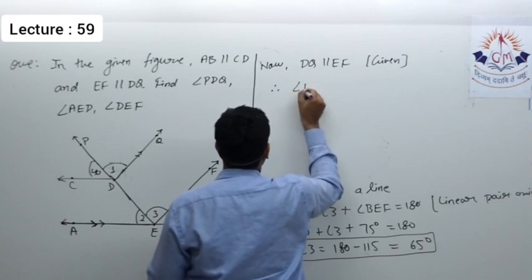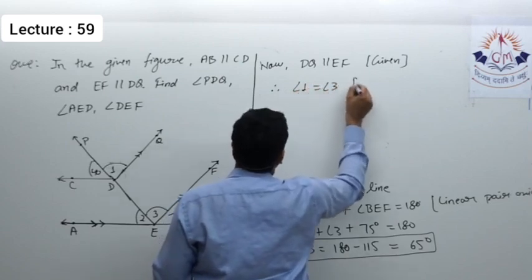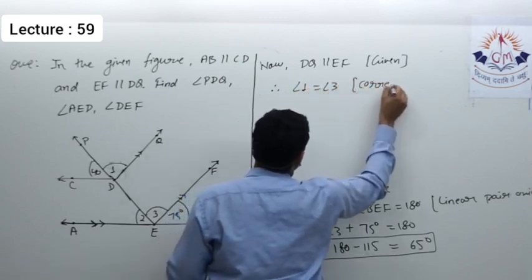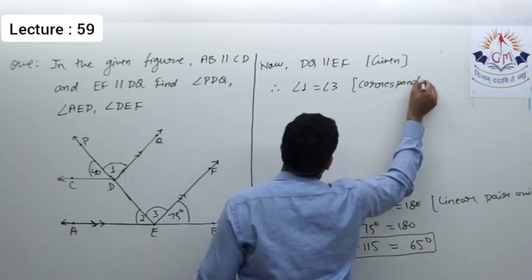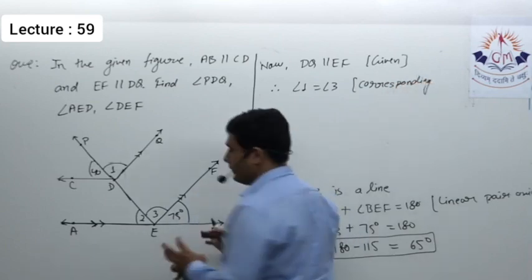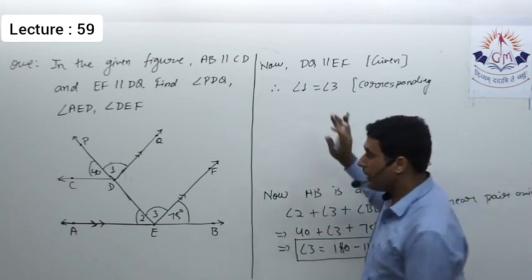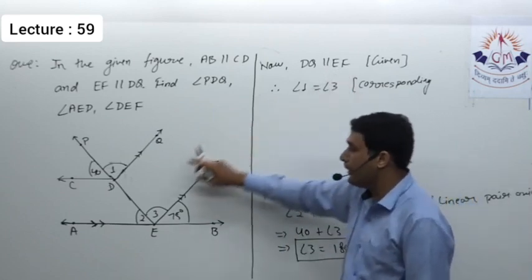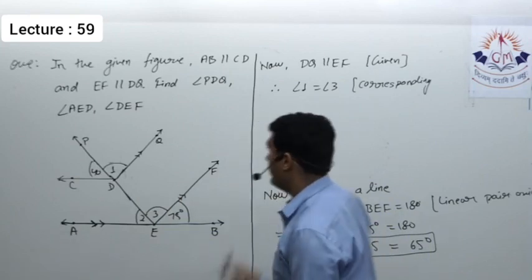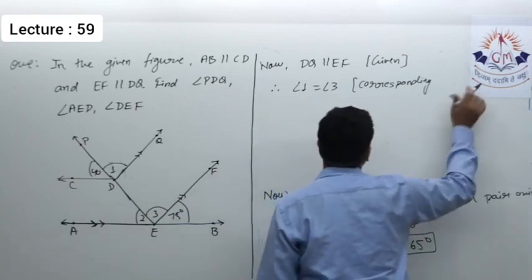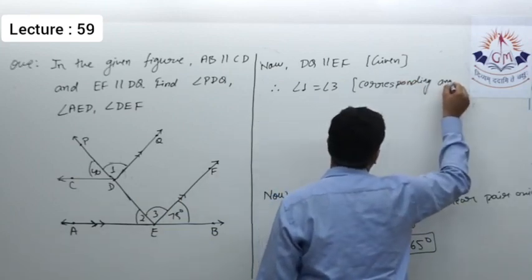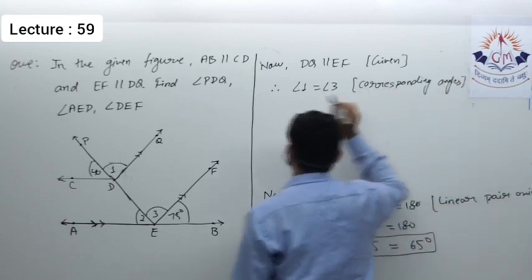Therefore I can say angle 1 is equal to angle 3. Why? Because of corresponding angles. When I write corresponding angles, it means I want to say that as the lines are parallel, corresponding angles are equal. So there is no need to write this complete statement; writing only corresponding angles is sufficient.